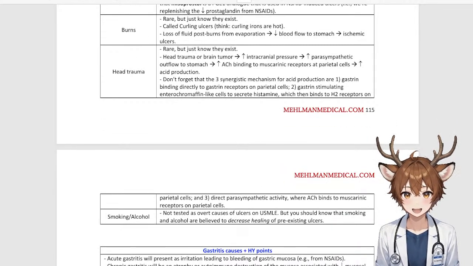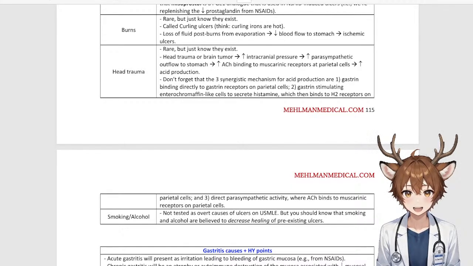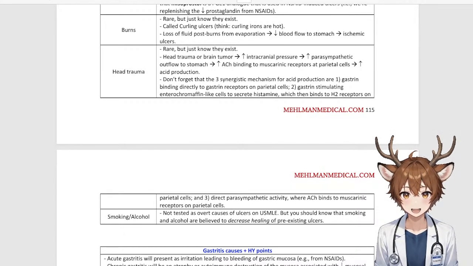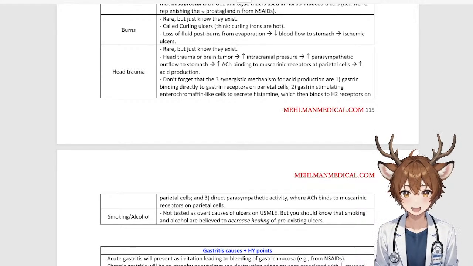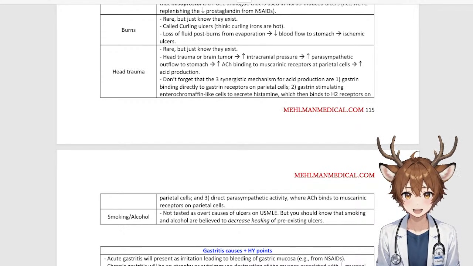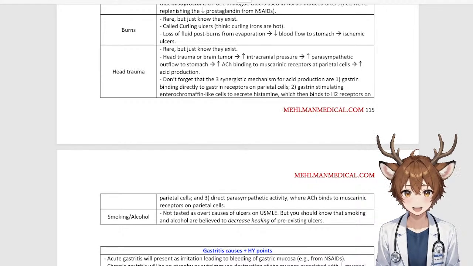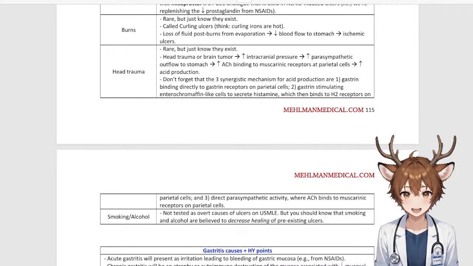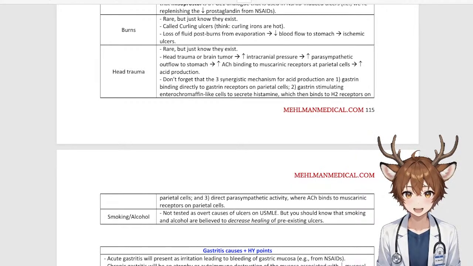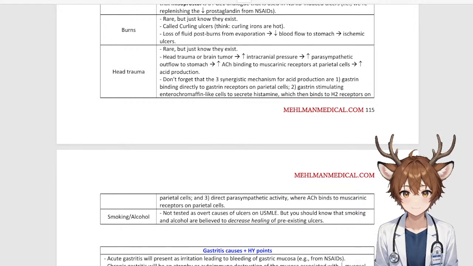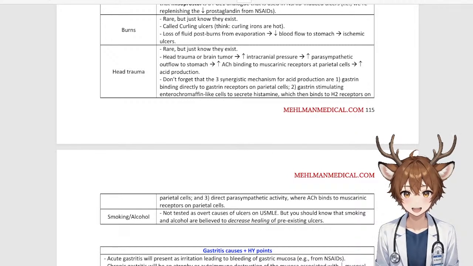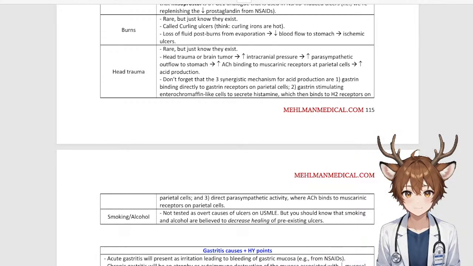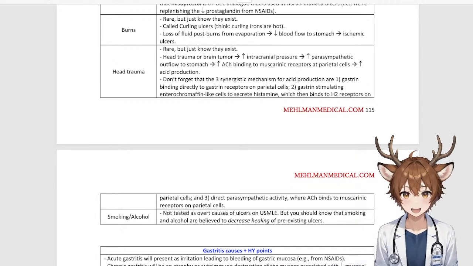Head trauma or brain tumor leads to an increase in intracranial pressure, leading to an increase in parasympathetic outflow to the stomach, which leads to an increase in acetylcholine binding to muscarinic receptors at parietal cells, leading to an increase in acid production. Do not forget that the three synergistic mechanisms for acid production are: 1. Gastrin binding directly to gastrin receptors on parietal cells. 2. Gastrin stimulating enterochromaffin-like cells, ECL cells, to secrete histamine, which then binds to the H2 receptors on parietal cells. And 3. Direct parasympathetic activity, where acetylcholine binds to muscarinic receptors on parietal cells.